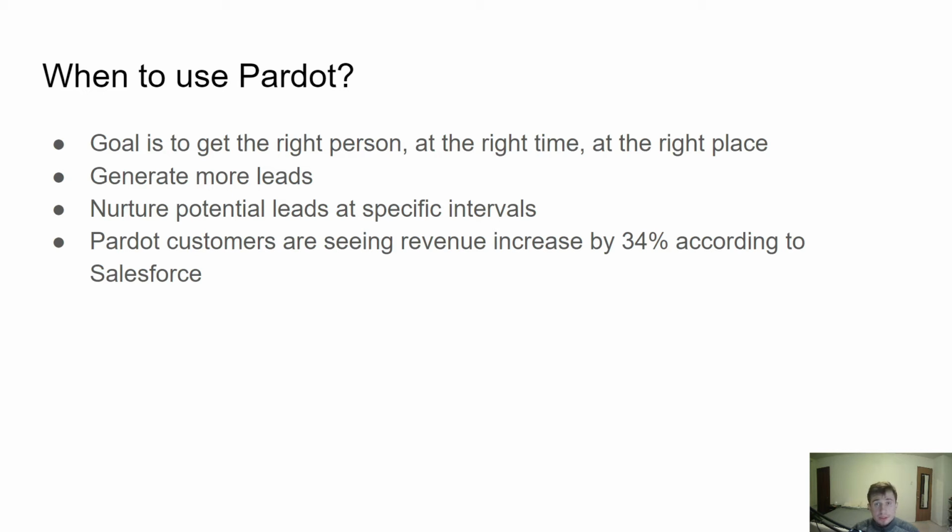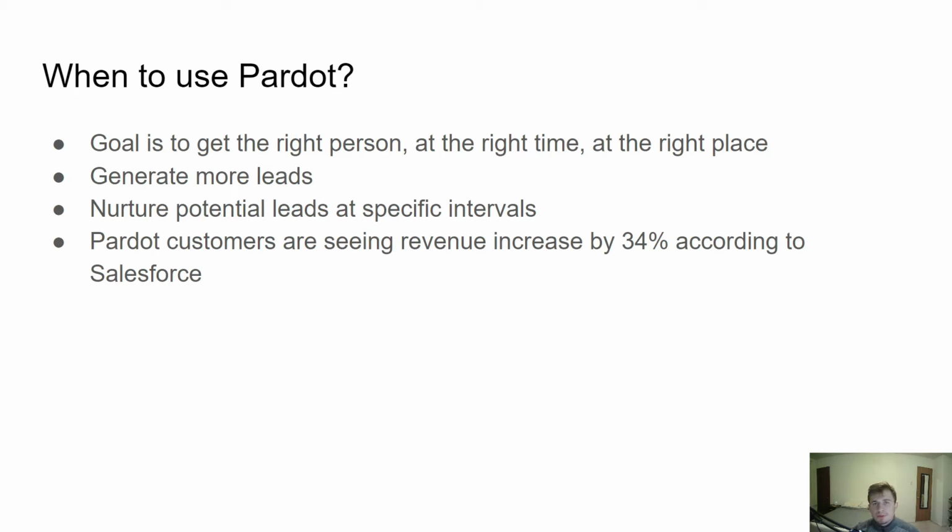One of Pardot's goals is to generate more leads for you by converting potential leads into leads. Another goal is to nurture these potential leads at specific intervals. So it's highly customizable in the way that it does this, but you're able to automate interactions with your leads and automate the times at which you interact with them and how you push them through the sales funnel.